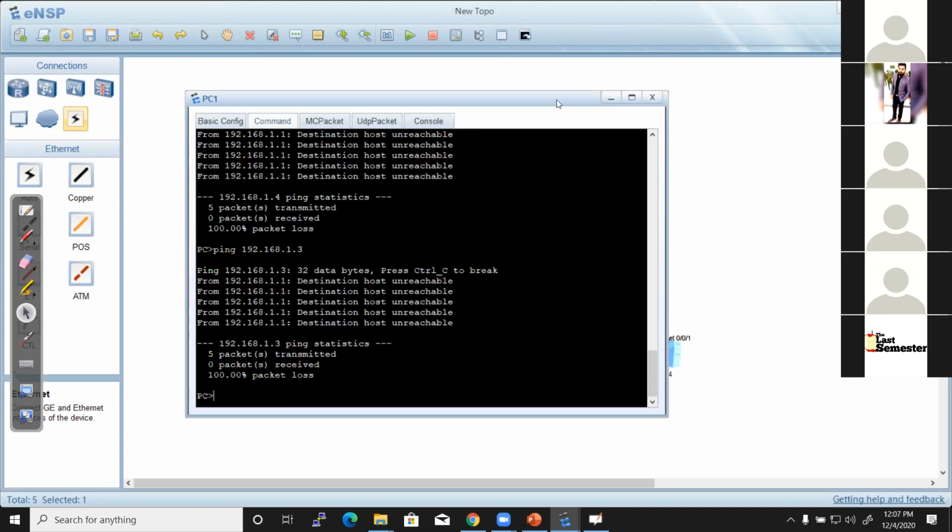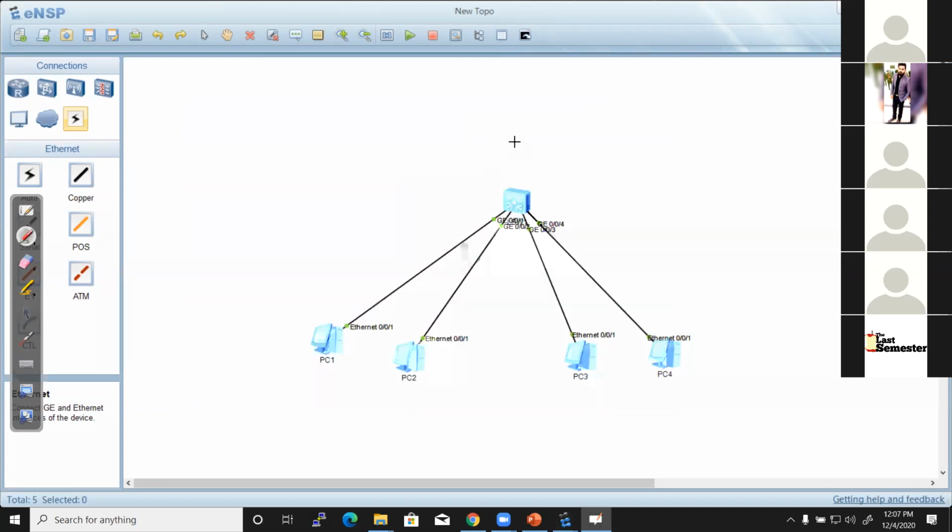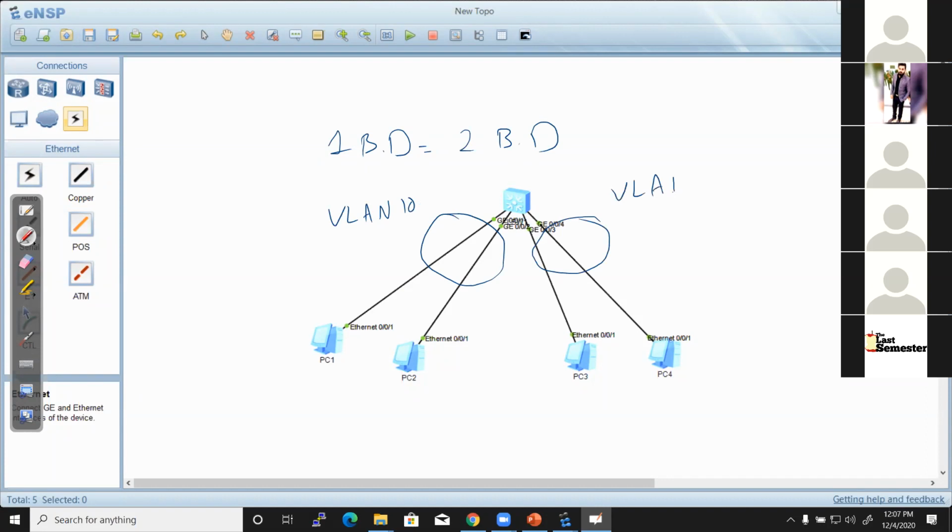So what we have achieved is we have divided one broadcast domain into two broadcast domains. One is VLAN 10 and the other is VLAN 20. As we assumed, this department belongs to IT and VLAN 20 belongs to the account department. And we have isolated these two departments.